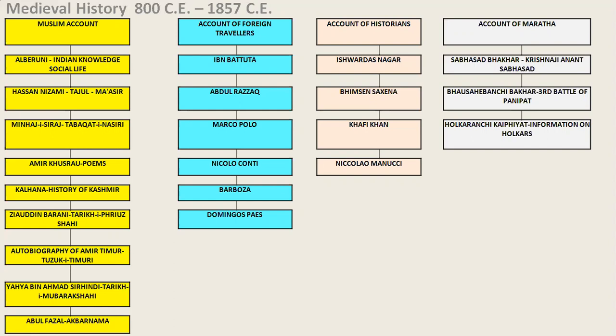But you have some other historians like Kalhana, who wrote Raj Tarangini, the history of Kashmir. He stated that when he wrote this, he did it only after critically examining all the sources of history. Even Zayuddin Barani, who wrote Tariq-e-Firuz Shahi, also felt that historians should make a record of both the achievements and failings of kings.